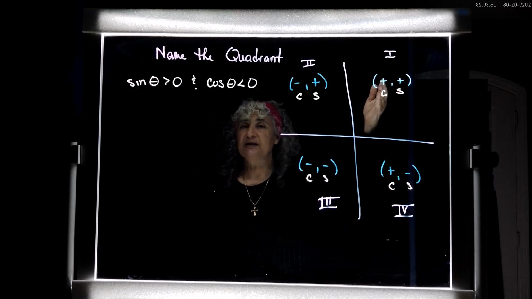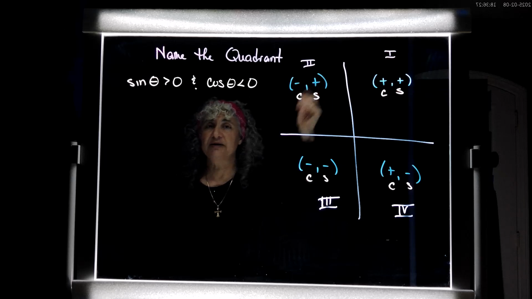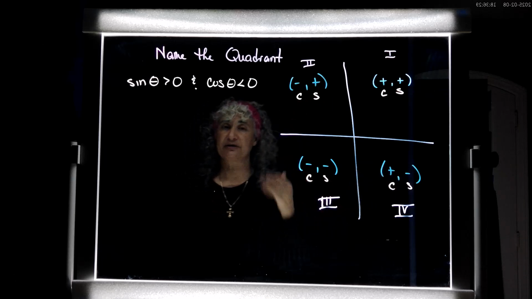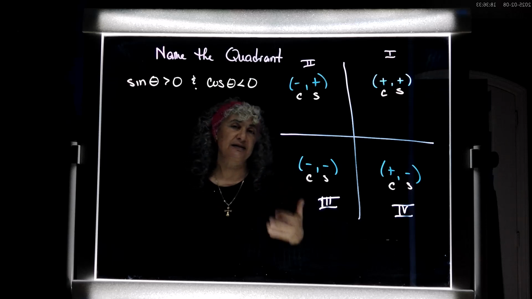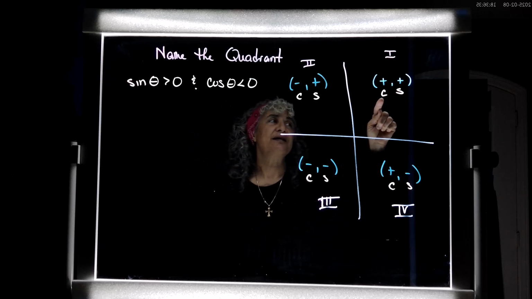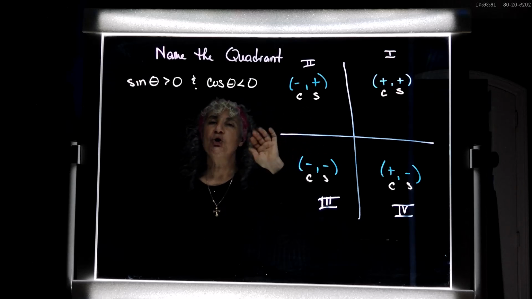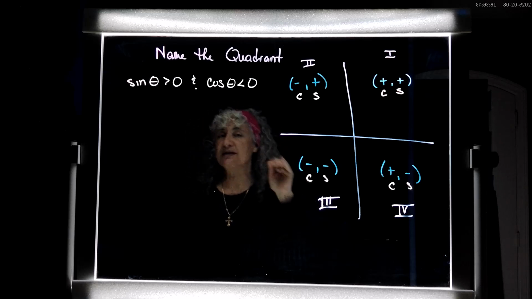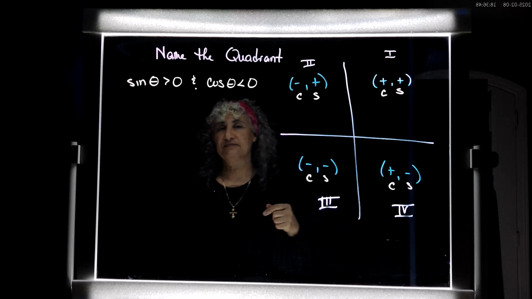In quadrant 1, x is positive, y is positive. In quadrant 2, x is negative, y is positive, etc. Now, something else I decided to label was, when you are dealing with the x's, which basic trig function deals with the x's? Cosine does, right?